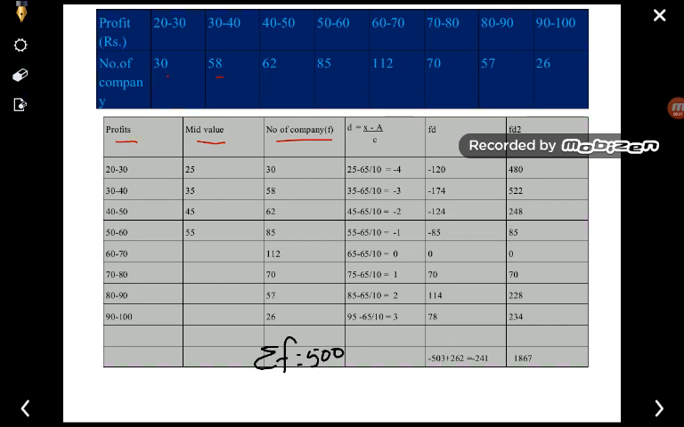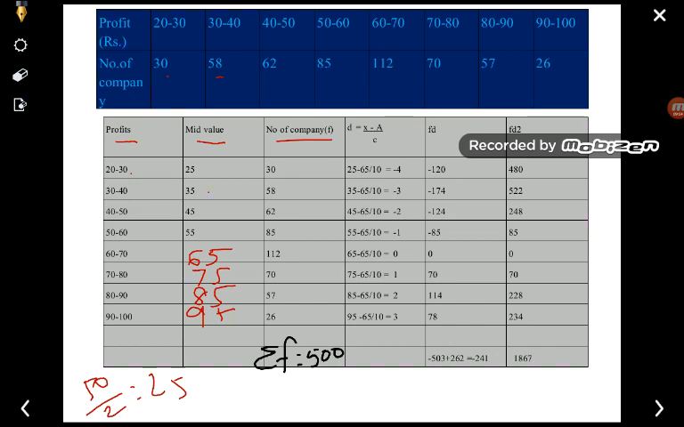So for 20 to 30, how to find out the mid value? 20 plus 30 divided by 2, that is equal to 50 divided by 2, that is equal to 25. मतलब बीच वाला वैल्यू. तो नॉर्मली 30 and 40 का क्या होगा? 35 होगा. 40 and 50 का क्या होगा? 40 plus 50, 90, 90 divided by 2, that is 45. Similarly here we will get 55, here 65, here 75, 85, 95. So we'll get the mid value in this way.